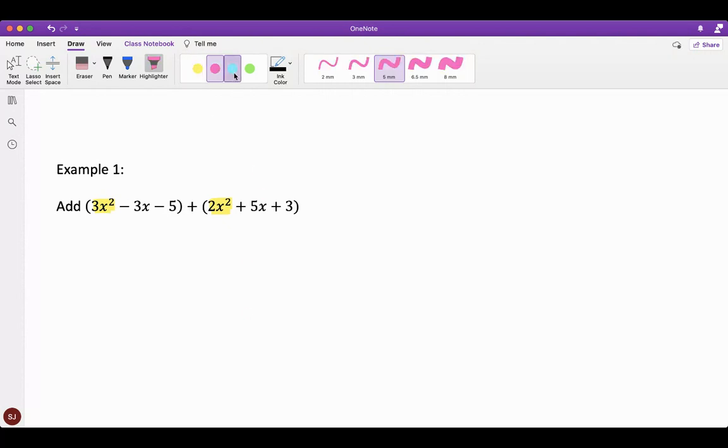Secondly, what else do we see in this polynomial? We see negative 3x. So you look in the second polynomial to see, is there a term that has just an x value with an invisible exponent of 1? And yes, we do. These two are like each other, right? And then the last one is this one without a variable, which is called a constant. So negative 5 is like the positive 3 here because they are both without a variable, just a number.